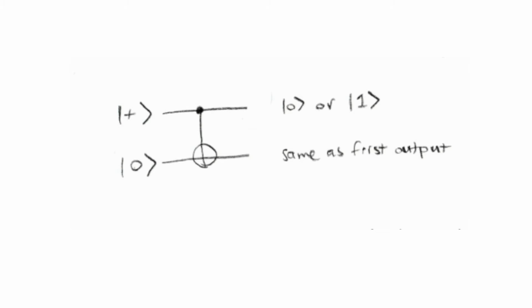So the resulting output state for the 2 qubits is that either both of them are 0 or both of them are 1, because the first qubit is either a 0 or 1, and the second qubit is going to be flipped from 0 to a 1 if the first one is 1. So yeah, we're either going to get 2 zeros or 2 ones. The cool thing is they're also entangled.